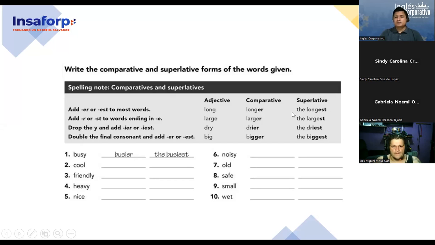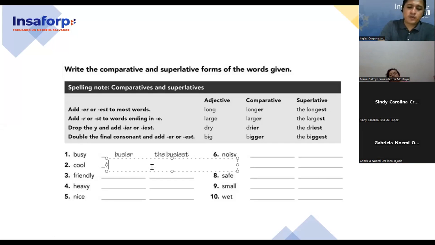Long, longer, the longest. So this is the normal adjective. This is the comparative. And this is the superlative. So we're going to write the comparative form and also the superlative. What is the number two? What is the comparative of the adjective cool? Cooler. Pretty good. And what is the superlative? Coolest. Okay, the coolest. Very good.